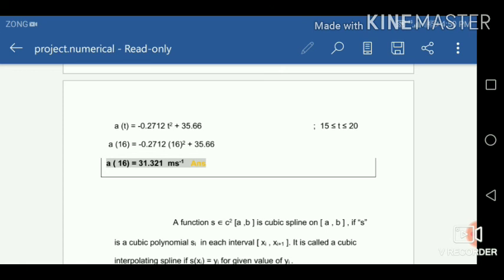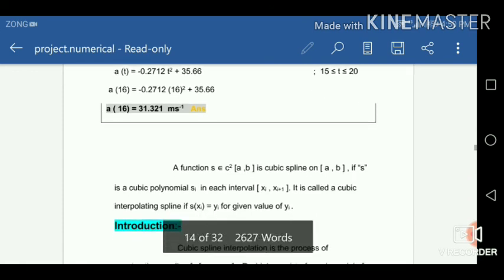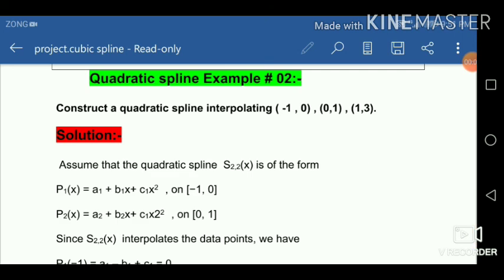So a(16) is equal to minus 0.2712 × 16² + 35.66, and a(16) is equal to 31.321 meter per second square. Now the next example, number 2 of quadratic spline, is as below.